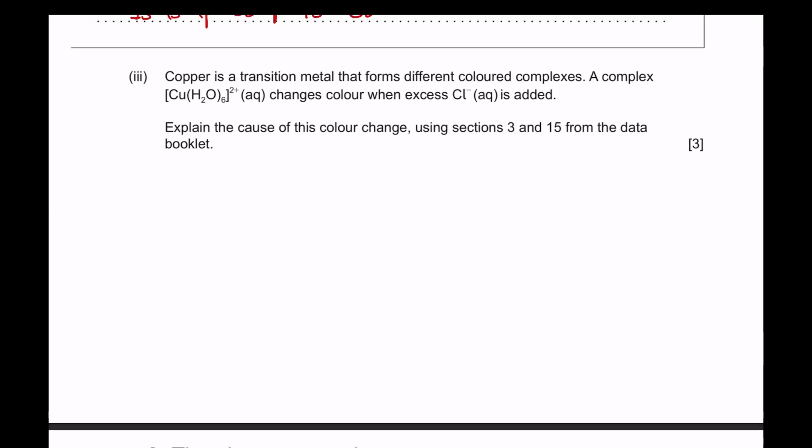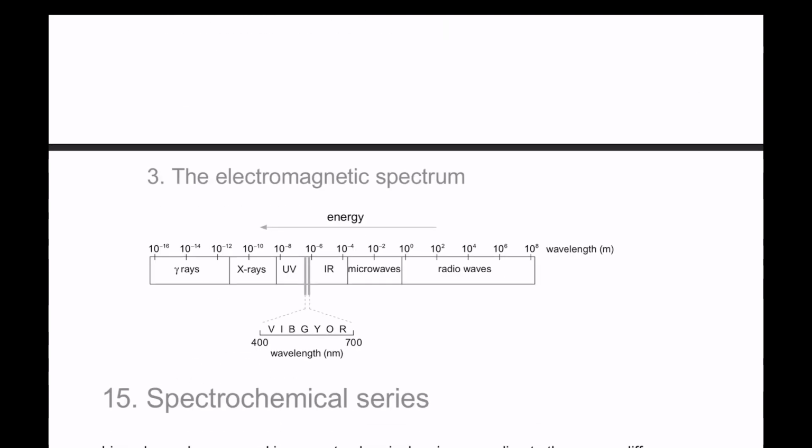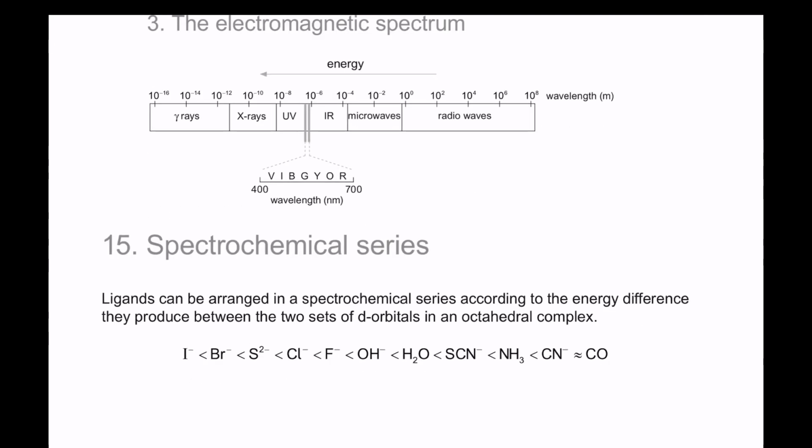So copper is a transition metal that forms different colored complexes. So we have a complex [Cu(H2O)6] that changes color when Cl- is added. We have to explain the cause of this color change using section 3 and section 15. We really don't need section 3 here, we just need section 15. So if you check, chlorine is here, H2O is here. Chlorine is behind H2O in the spectrochemical series.